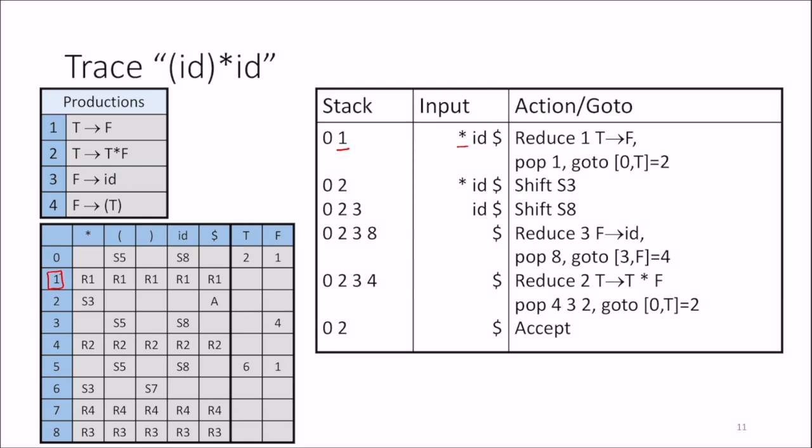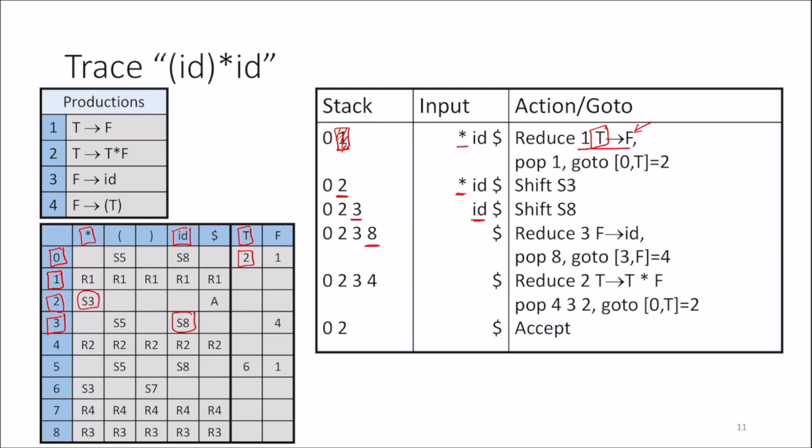It's a reduce action, and the reduce is going to reduce using rule number 1. We pop one symbol, which is the length of the right hand side here, and it exposes the 0. The left hand side is a t, so we look up 0 comma t, and it's 2, so we push 2 onto the stack. And then the input symbol is times, so we go to 2, multiplication, shift to 3, so we shift 3 onto the stack. The next input is id, so we go to 3 id, and it says shift to 8, so we shift 8 onto the stack. Notice that all of the input is gone.